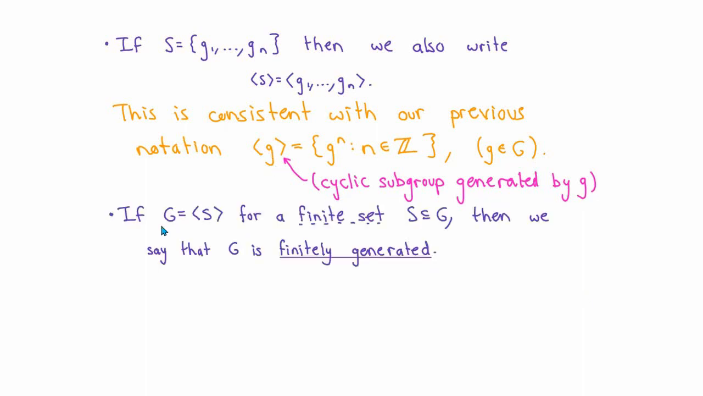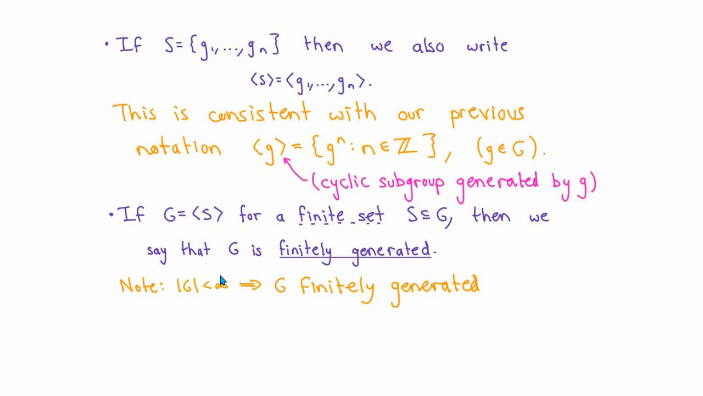Next, a small but important definition. If there's a finite subset S of G with the property that G is generated by S, then we say that the group G is a finitely generated group. Now, to avoid confusion early on here, I want to point out that for a group G to be finitely generated is not the same in general as for it to be finite.